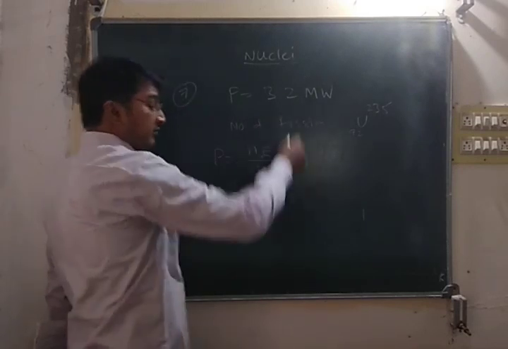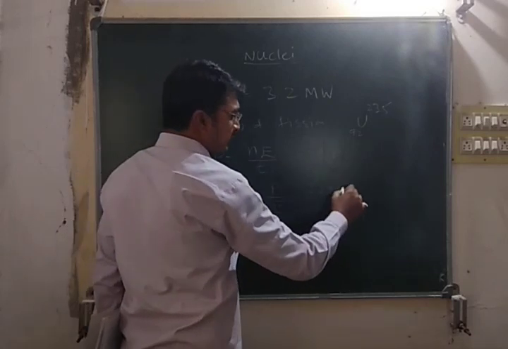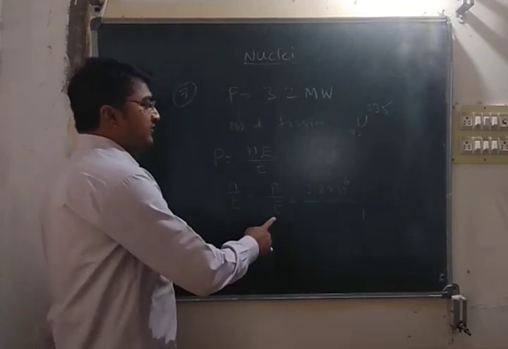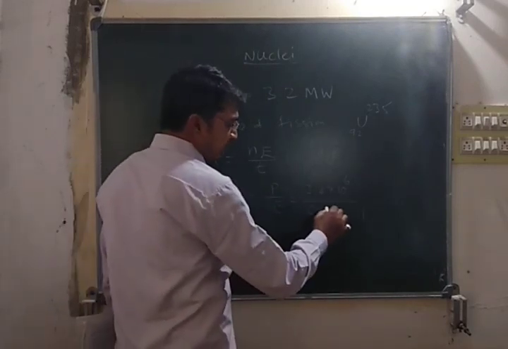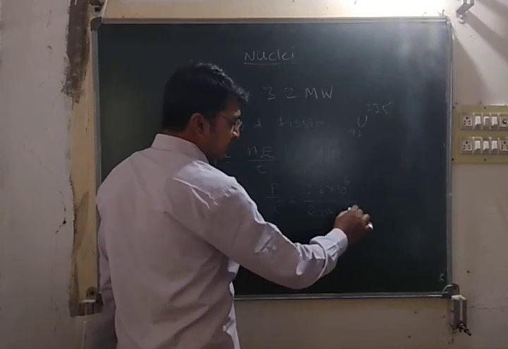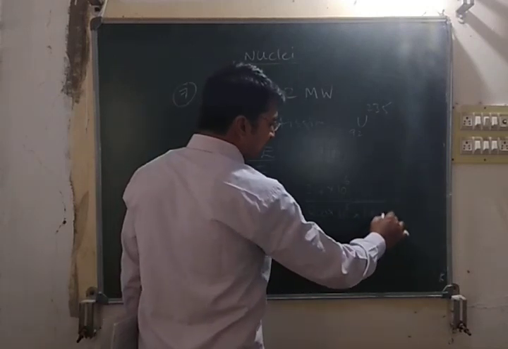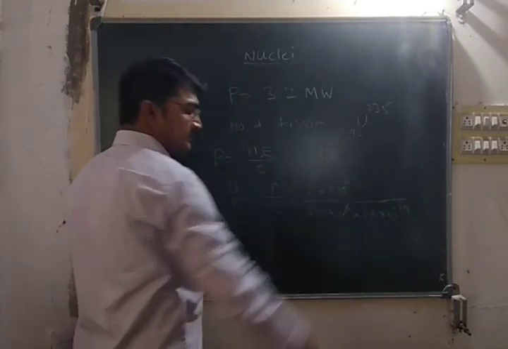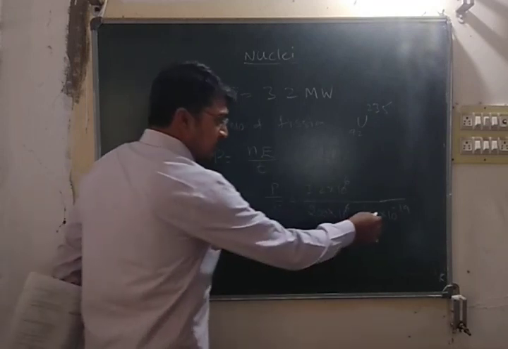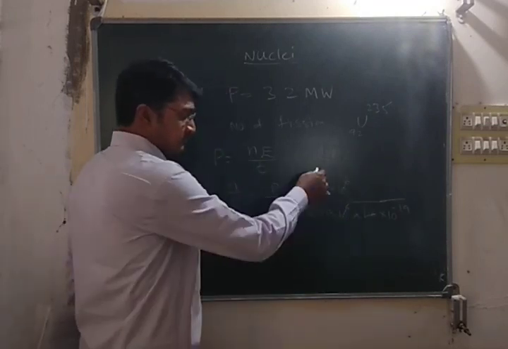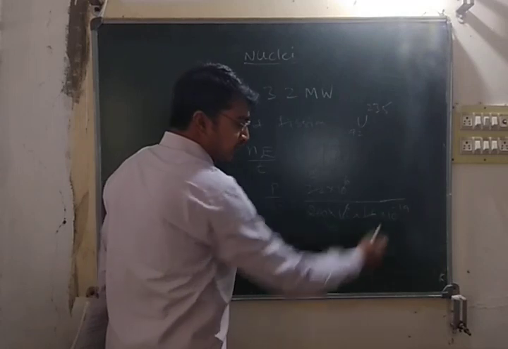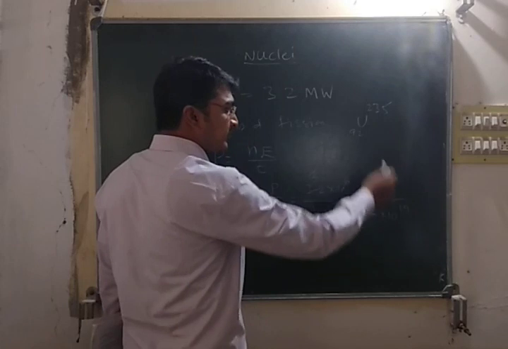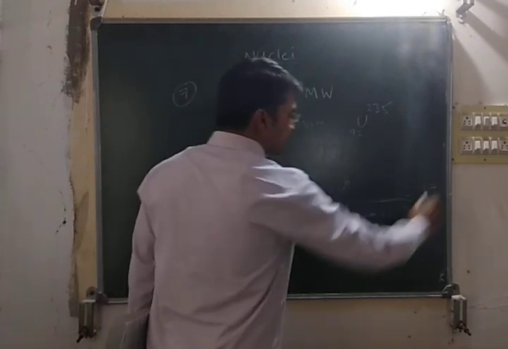The P value is given in megawatts, 3.2. Mega means 10 to the power of 6 watts, the SI unit. Divide by the energy for each fission, 200 mega electron volts, that is 200 into 10 to the power of 6 electron volts, times 1.6 into 10 to the power of minus 19. The electron volt cancels, so you can convert. This is 2 times 100, so 100 into 10 to the power of minus 19, that is 10 to the power of minus 17 in the denominator. If it goes to the numerator, 10 to the power of plus 17.